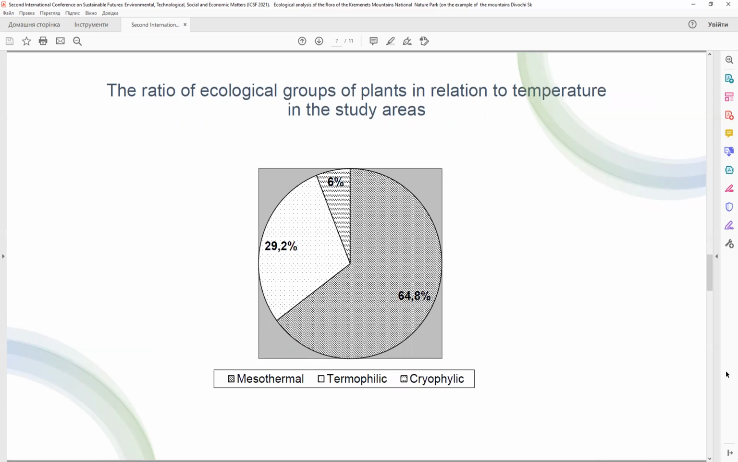In relation to temperature in the study area, the following groups of plants can be distinguished, which you can see on this slide. The most common is mesothermal. This is 64.8%. These are such as Larix decidua, Malva pusilla, Daphne mezereum, Polygala podolica, Staphylea pinnata, Poa angustifolia.